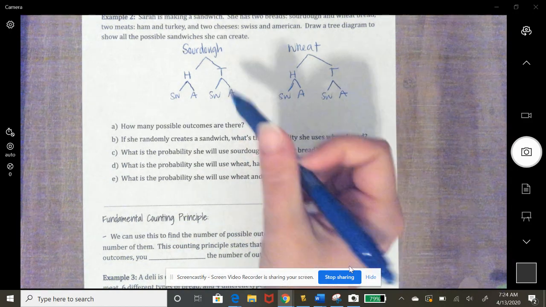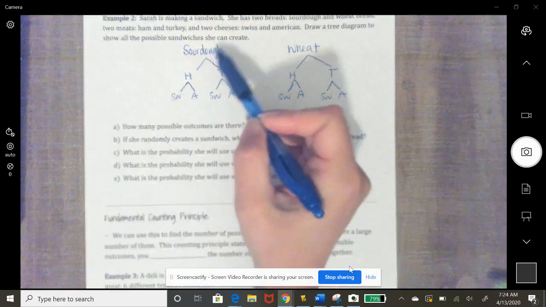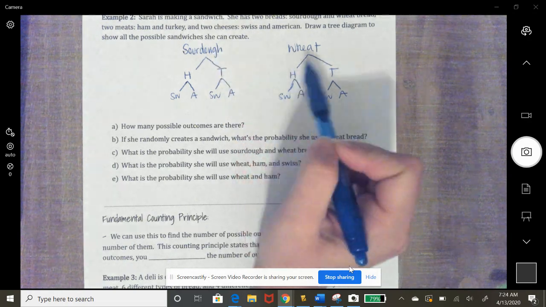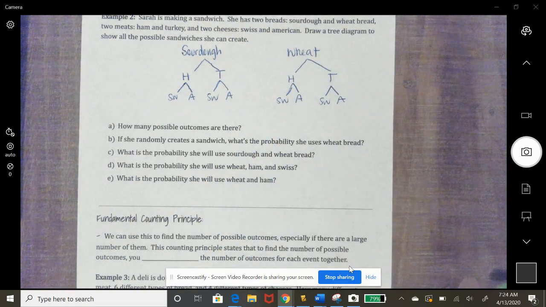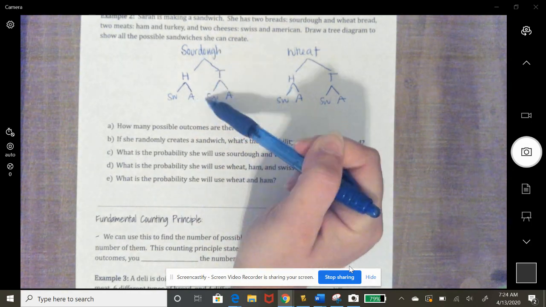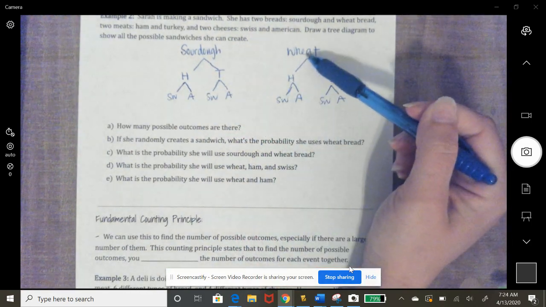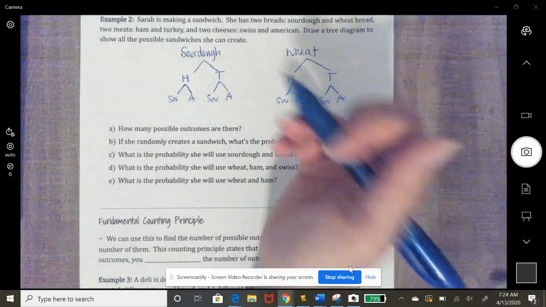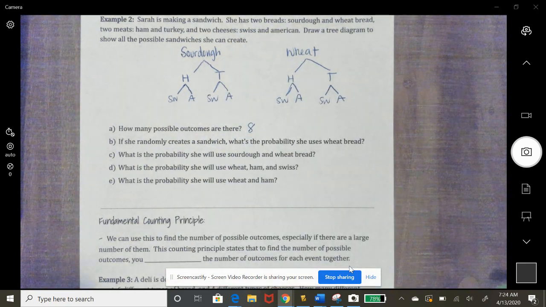So now we've got those. So she could do sourdough, ham, and Swiss, sourdough, ham, and American, sourdough, turkey, and Swiss, okay, and so on. So how many possible outcomes are there? So 1, 2, 3, 4 right here, and then 1, 2, 3, 4 right here. So 4 and 4, so we have 8 total.